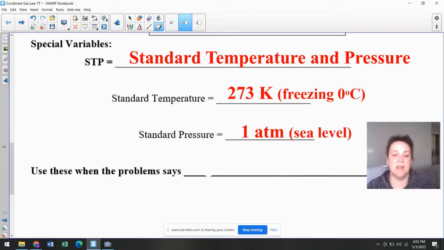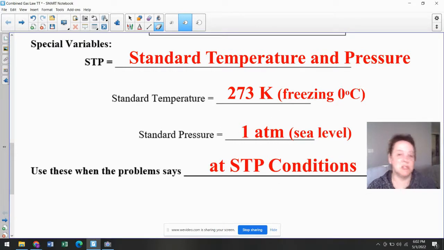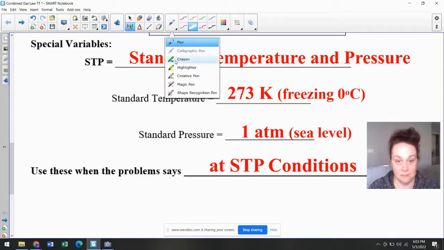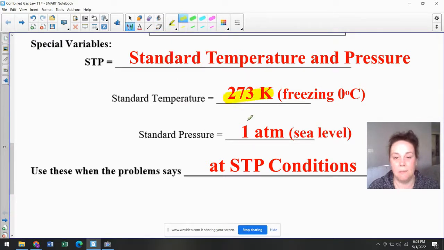So whenever a problem says this gas is at STP conditions, you know that your temperature, T, is 273, and then your pressure is 1. So you can just plunk these right in whenever you have something that says at STP conditions.